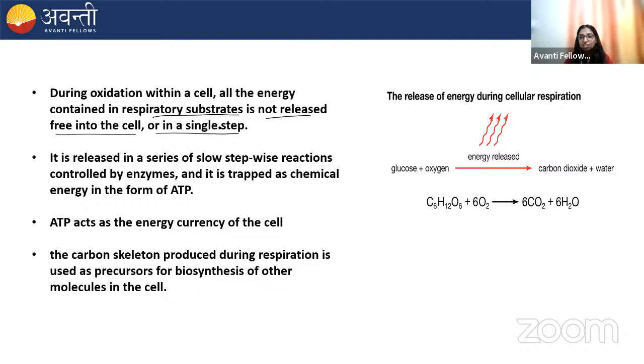So that the energy which is released can be trapped in the form of ATP, which is the energy currency of the cell. And the carbon skeletons produced during this respiration are used as precursors for the biosynthesis of other molecules. That is why we also call the respiratory pathway an amphibolic pathway, because both catabolism and anabolism take place.